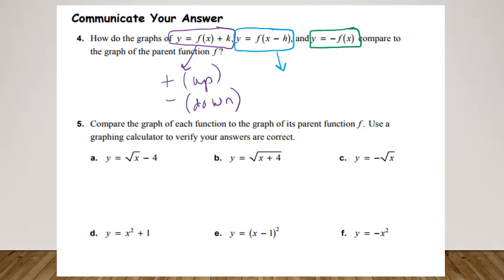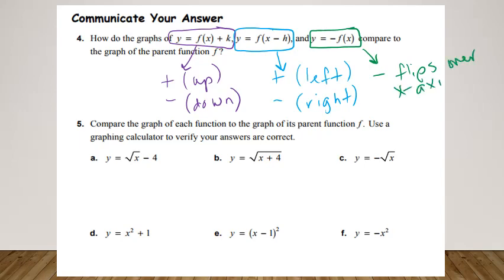Okay, so on the inside, if we have a plus, that means it's moving left. Again, that's the one that's opposite of what you think. When it's minus, it's moving right. Okay, and then this last one here is going to be the negative on the outside, means it flips over the x-axis.